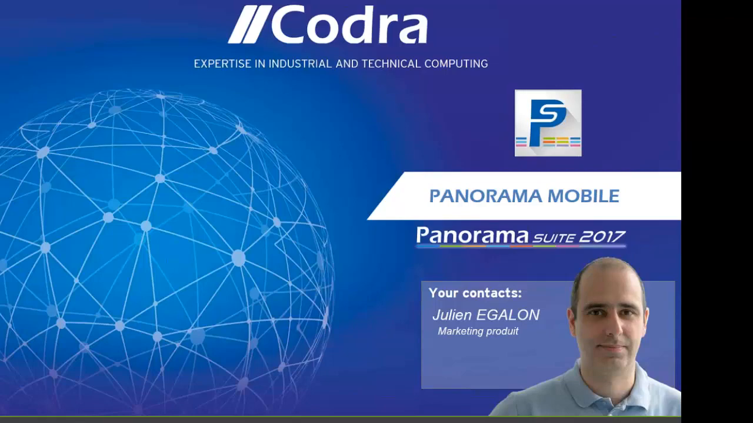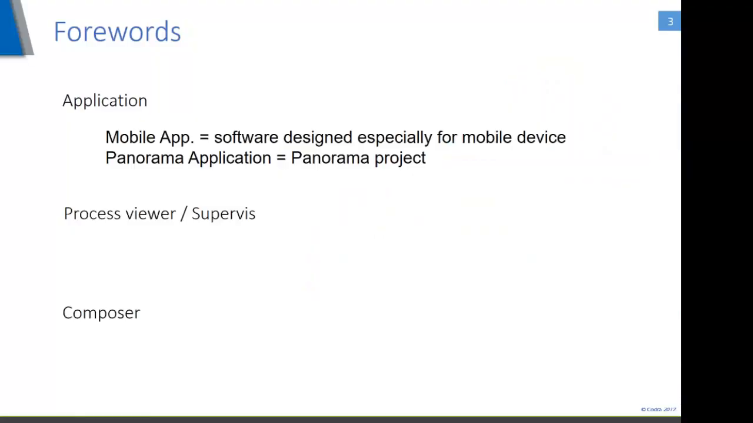I use my bad English with my French accent, so I may use some words like application or process viewer, and I'll give you some explanation about these words because they have several usages and different meanings. When I say the word application, it depends on the context. It can be a mobile application, an application software. It's software designed especially for your mobile device.